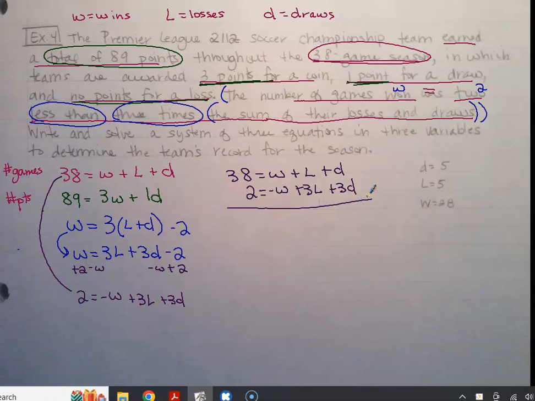Then our W's cancel, and we have 40 equals 4L, oh no, my bad, I wrote it wrong, plus 4D. We can divide the whole thing by 4. So 10 equals L plus D.